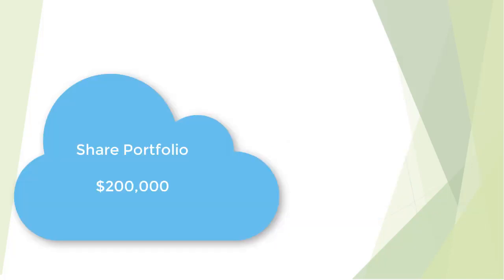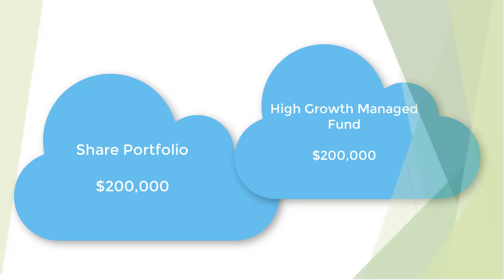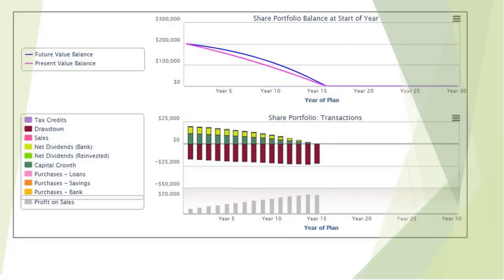In the share account, the balance is $200,000. The dividends will be paid directly to the transaction account. It is anticipated that 70% of the fund will receive tax imputation credits. The plan also has $200,000 held in a high-growth managed fund. The strategy is to draw down the funds in the share portfolio over the first 15 years.